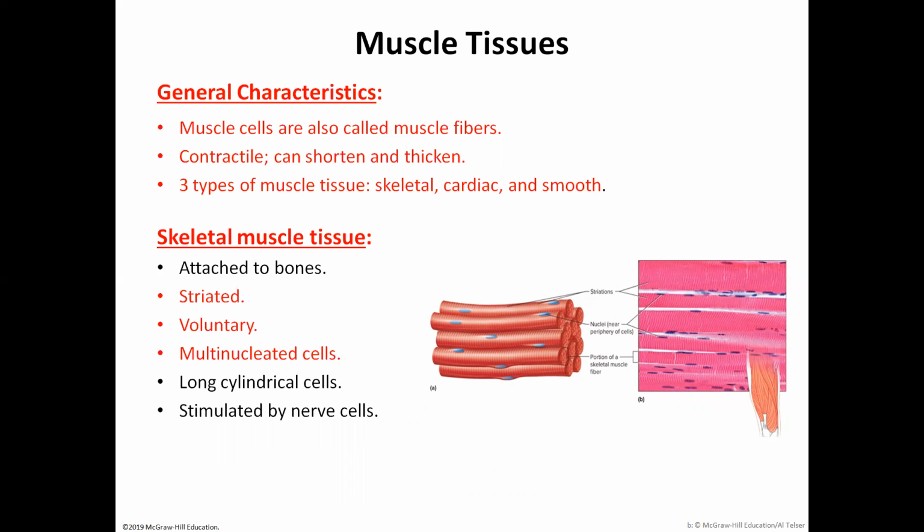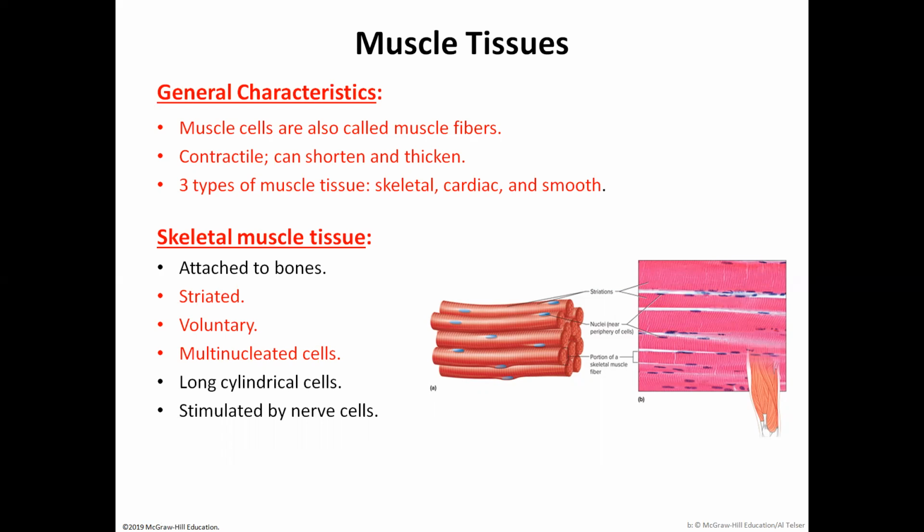We have skeletal, smooth, and cardiac. First, we'll talk about skeletal muscle tissue. So this is going to be attached to bones. This is what allows for your movements to take place, like if you were throwing a ball, or if you were running, or if you were talking.